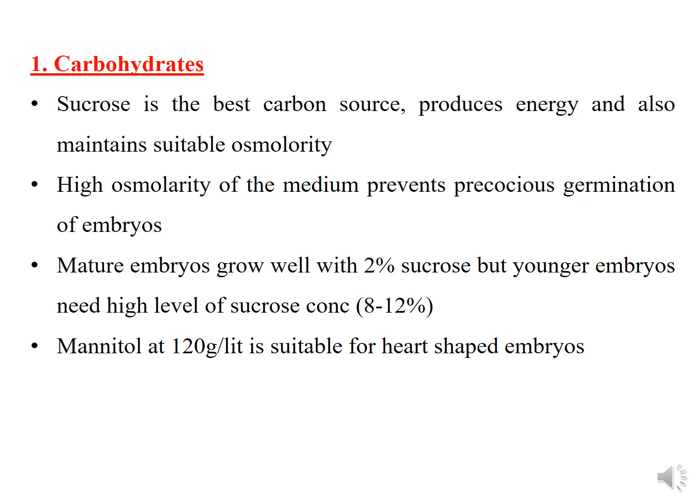Now let us see individually what we have to provide for embryo growth. First is carbohydrate. Sucrose is the best carbon source, which produces energy and also maintains suitable osmolarity, because osmolarity has to be maintained to prevent precocious germination of the embryos. Mature embryos grow well with 2% sucrose, but younger embryos need a high sucrose concentration, 8 to 12%, and mannitol at 120 grams per liter is also suitable for heart-shaped embryos.